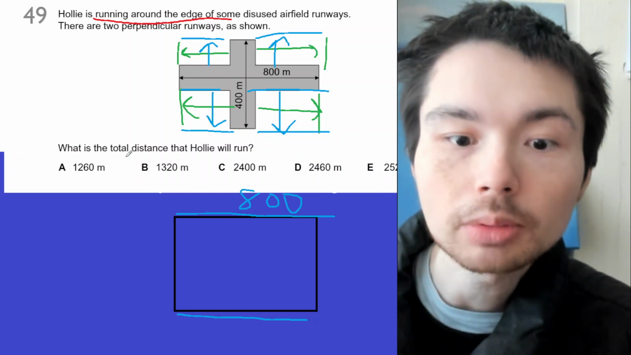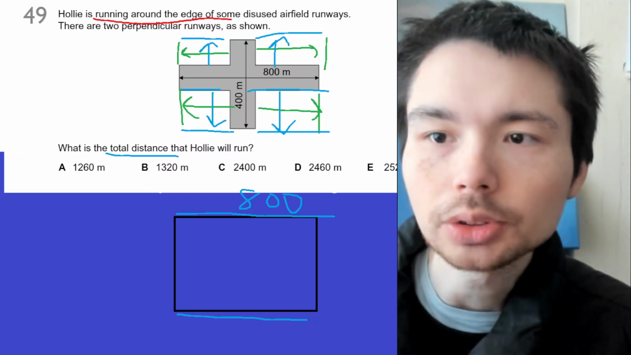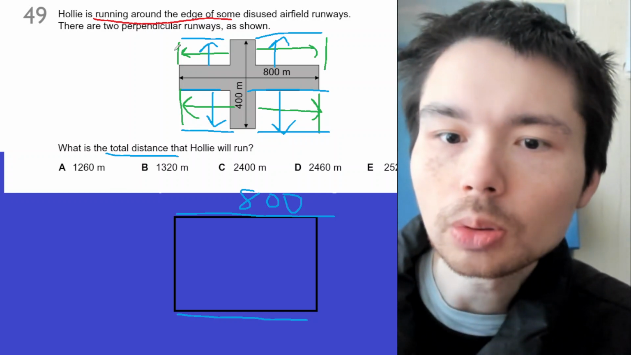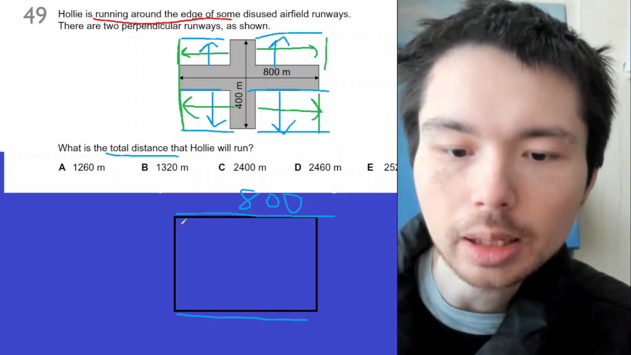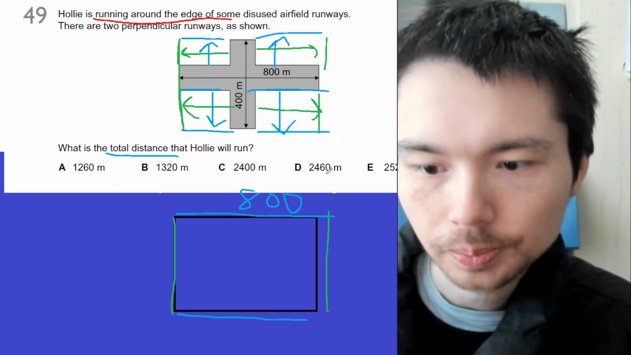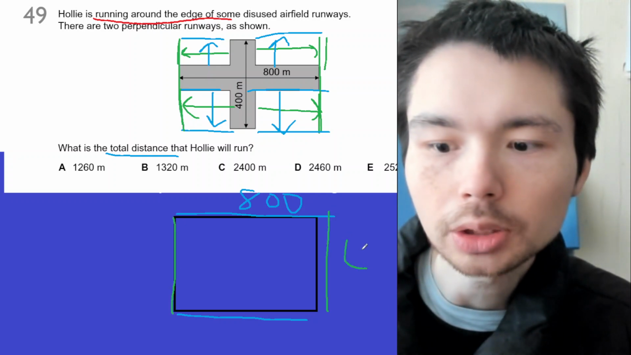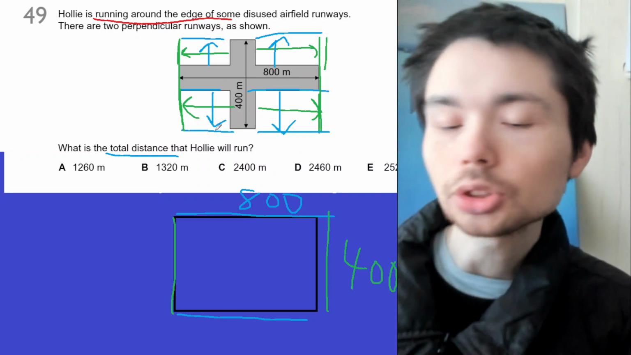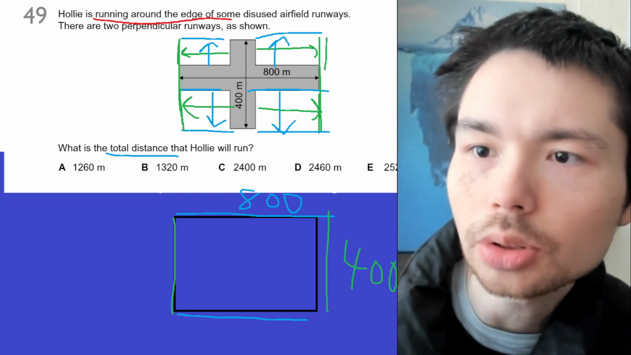We care about the total distance she runs. This will be running all the way round. So the green here, that will be this bit. You can put 400 there. I'll give you 5 seconds. Just work out the perimeter of this rectangle.